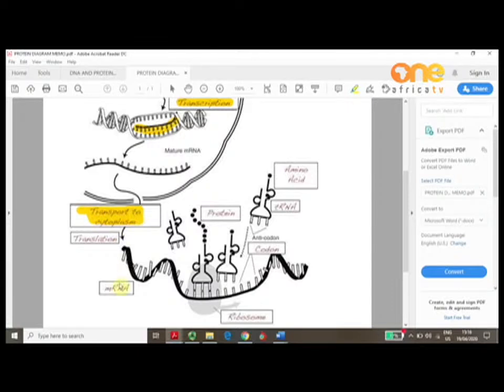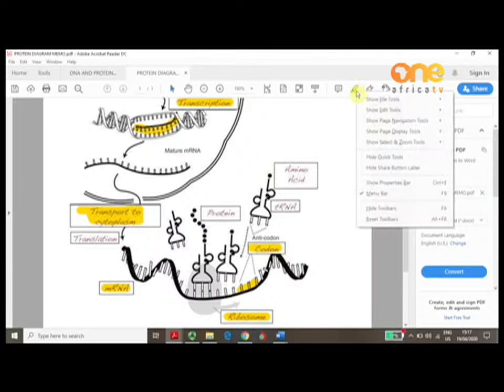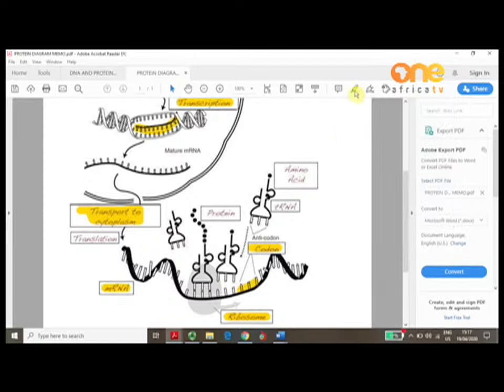Now the mRNA will reach the ribosome, and 3 bases of an mRNA form a codon. Now we will have the process of translation.